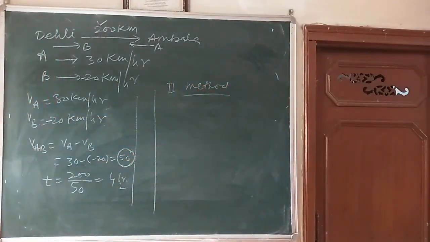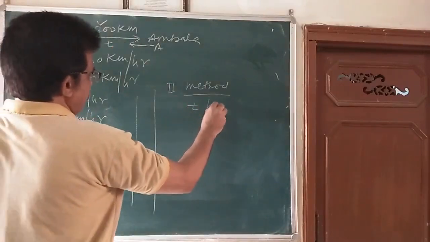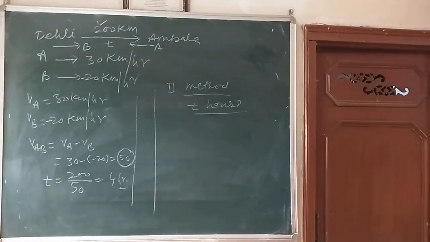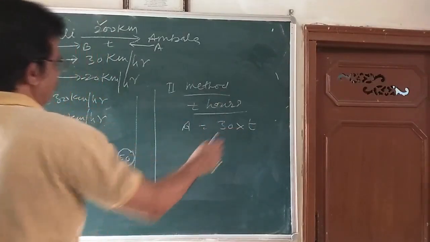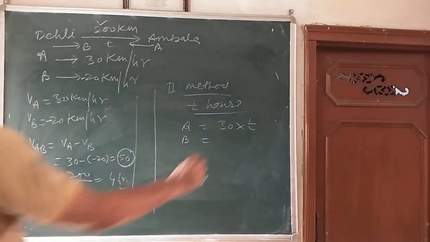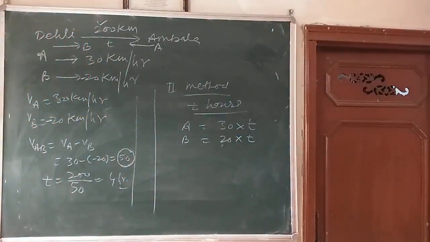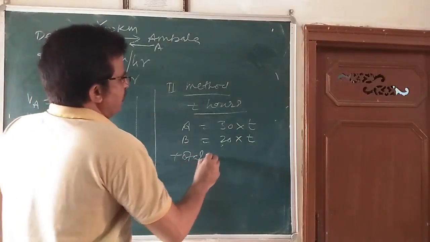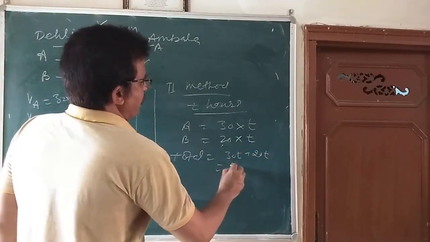What is that? Let both meet after a time t hours. Suppose both A and B meet after t hours. Now, distance covered by A, that is 30 into t, speed into time. Similarly, the distance covered by B is 20 into t. 20 is the speed and t is the time. So total distance would be 30t plus 20t, that is 50t.